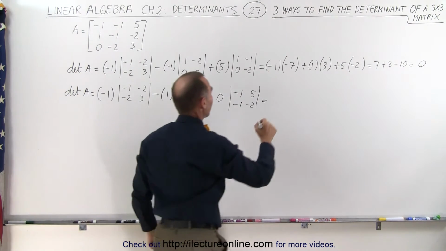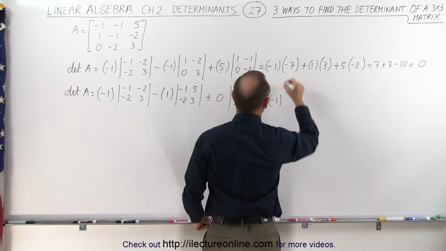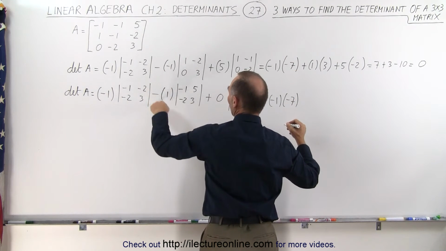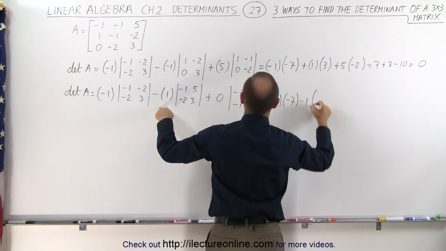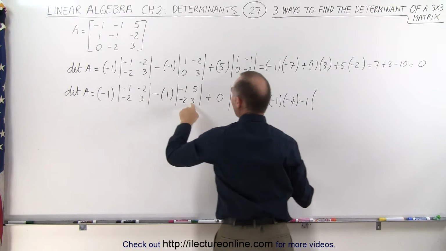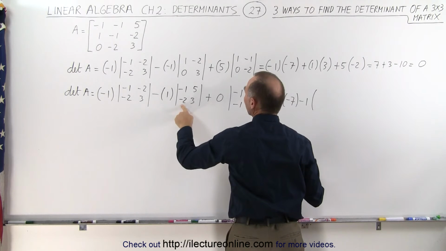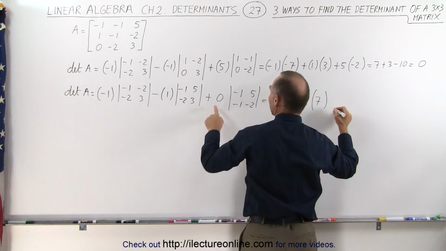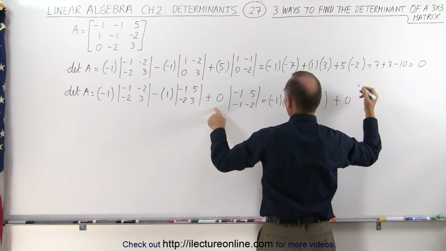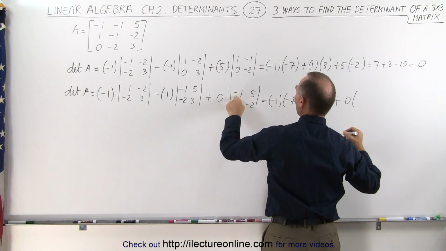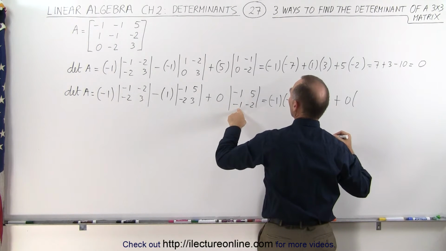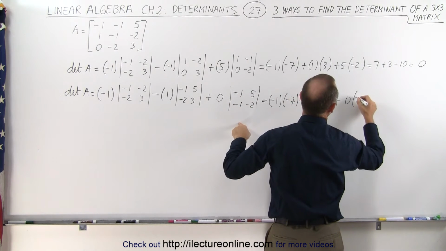Let's go ahead and do that. We have minus 1, and of course that will be the same as the minus 7 as before. Now, instead of plus 1, here we have a minus 1 times the product here, that's minus 3, minus a minus 10, that's plus 10 minus 3, which gives us 7. And then here we get plus 0 times, I'll just work it out, that would be a positive 2 minus a minus 5, that would be a positive 5, so 2 plus 5 is 7.